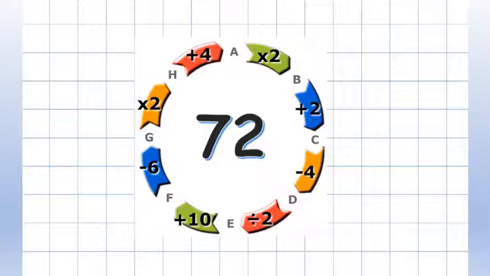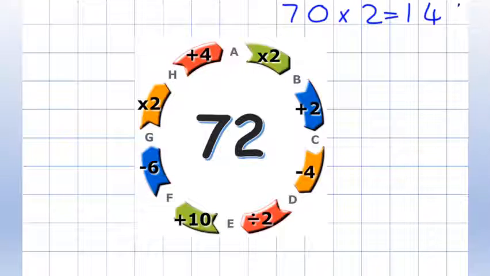Right then, let's go. 72 times 2. We'll partition it. 70 times 2 is 140. 2 times 2 is 4. So that gives us 144. Let me just rub that off so I've got some space.